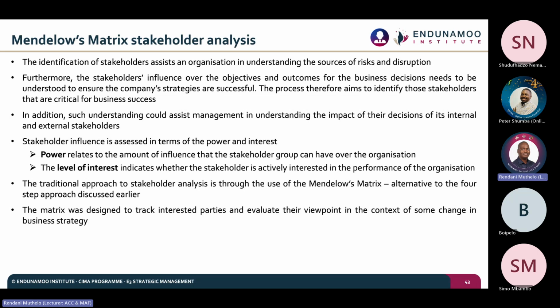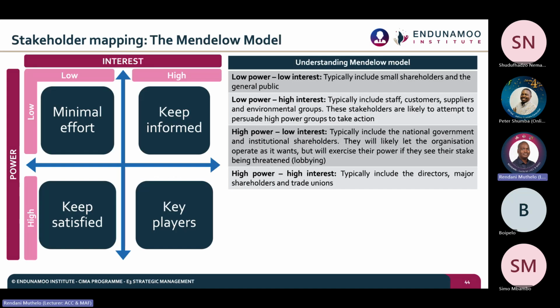So we then get to be introduced to Mendelow's matrix. Mendelow's matrix says that in order to manage stakeholders, we need to devise strategies to manage them, taking into account their power and level of interest. And this is then presented in the stakeholder mapping quadrant. As you can see, what do we have there? We have power on the y-axis, and interest on the x-axis. Then there are 4 blocks, which talk to the level of power and the level of interest that someone has. But more importantly, it talks about the strategies that we need to implement in order to manage them.